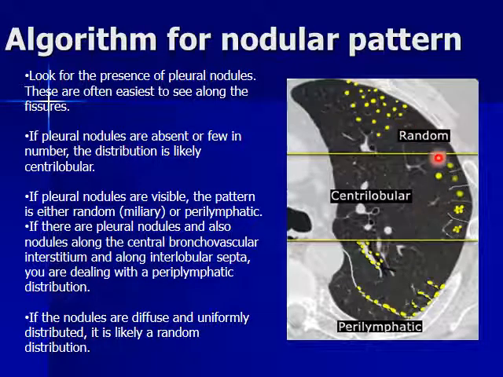Now, again look to the pleural surface. If the nodules are away from the pleural surface by 1 to ½ centimeter, it means that it is affecting the centrilobular area of the secondary pulmonary lobule. Herein, you will call them centrilobular nodules.